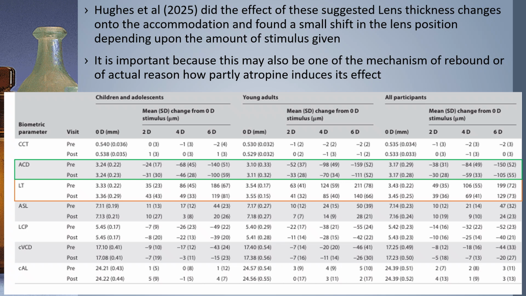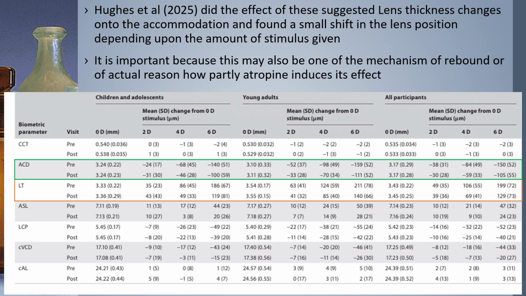So the point which we are trying to make here is that there is a chance that atropine does work by its effect on lens thickness, and it is actually the lens thickness which reduces a little bit, and that is partially also one of the reasons how the mechanism of rebound occurs. Once you stop atropine, it is pretty obvious that not all the effect of atropine is because of its effect on the lens thickness, but yes, there is a possibility that at least some part of it is also because of the changes in lens thickness that occur.